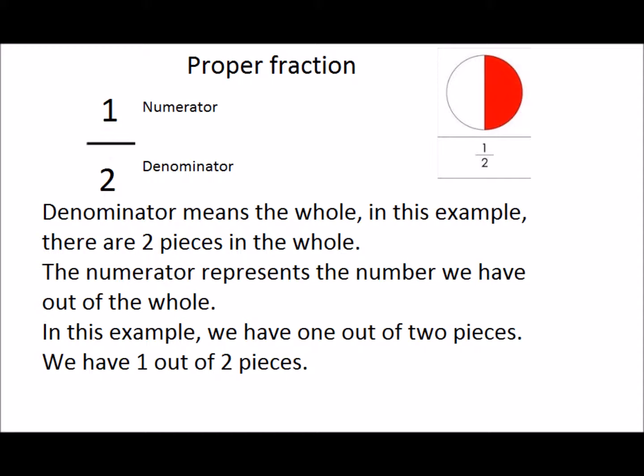Now the next term is the numerator. The numerator represents the number we have out of the whole. So again, if we look back to the circle, we see 1 out of 2 is shaded in red. Okay, so 1 over 2 is red. I hope that makes sense for you. So again, we have the numerator, the denominator, and then I've shown a picture over to the right.